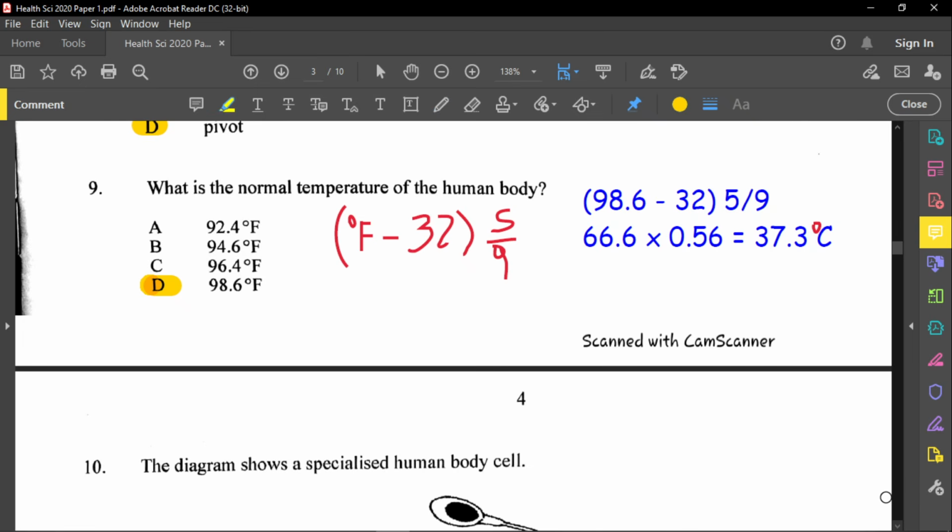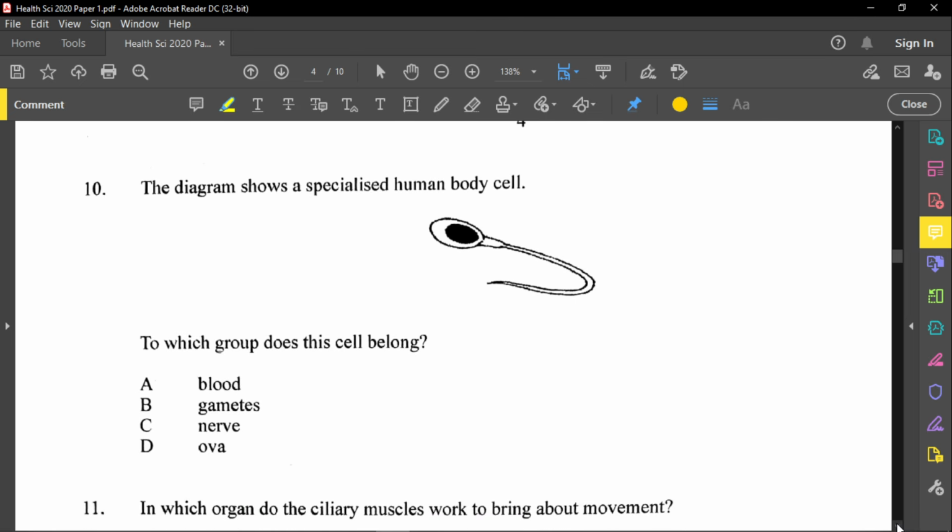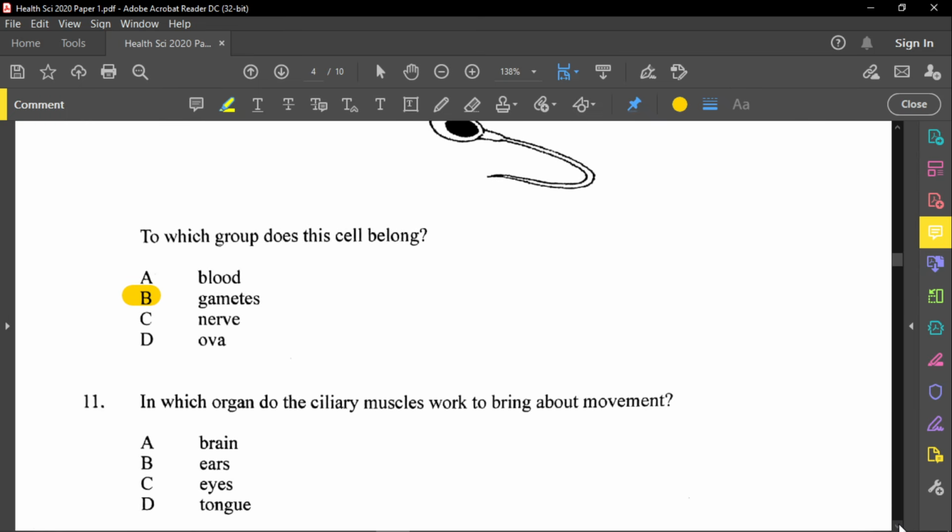Now let's jump to number 10. Question number 10 says the diagram shows a specialized human body cell, and this is the sperm cell. To which group does this cell belong? A sperm cell is a gamete. Remember that gametes are egg cells and sperm cells. So number 10 is B.